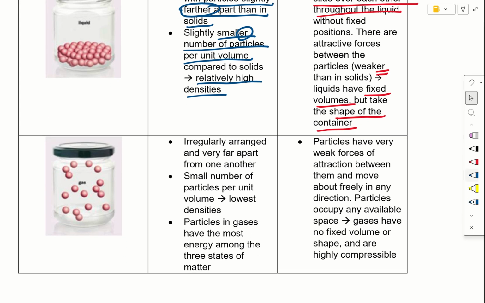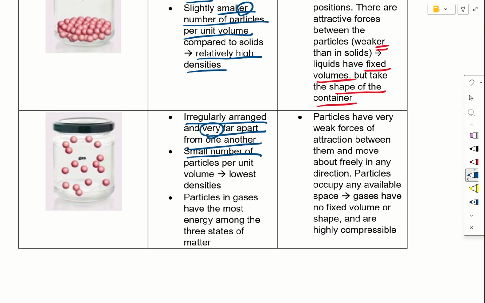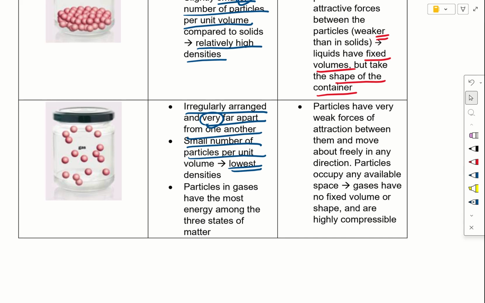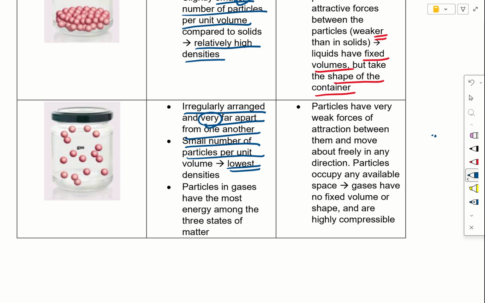Lastly, we compare the arrangement of gas particles. They are irregularly arranged and very far apart from one another. So very far apart. They have the smallest number of particles per unit volume, hence they have the lowest density. And particles in gases have the most energy among the three states. So we take note of this. Later I'll elaborate more. How about the movement?